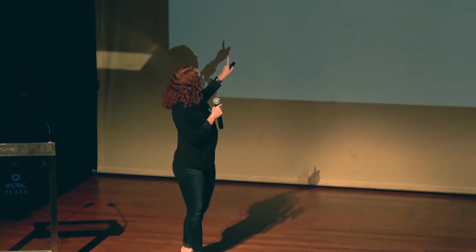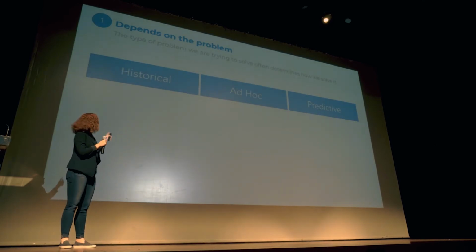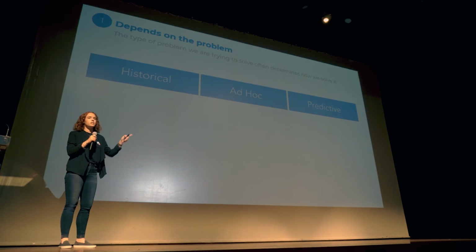So how do we turn these problems into actionable insights? The Thumbtack analytics team likes to think of various frameworks, and we consider a few major factors in approaching how do we solve the problem, and then how do we turn it into something actionable. So the first thing we consider is what type of problem it is. So there's historical, ad hoc, and predictive.